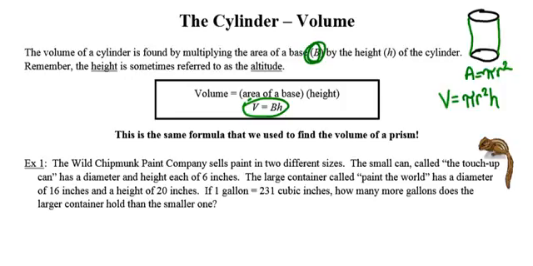All right, let's go ahead and get into these examples here. In number one, it's talking about the Wild Chipmunk Paint Company, and it sells paint in cans of two different sizes. The small can is called the touch-up can and has a diameter and a height that are each 6 inches. The larger container, called the Paint the World can, has a larger diameter of 16 inches and a height of 20 inches. They tell us that in every gallon there are 231 cubic inches, and they want to know how many more gallons does the larger can hold than the smaller one. And I'm going to say they don't tell us what to round to here, so we're going to round our answer to the nearest tenth.